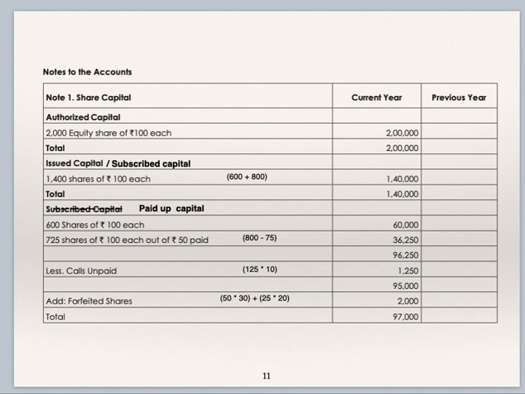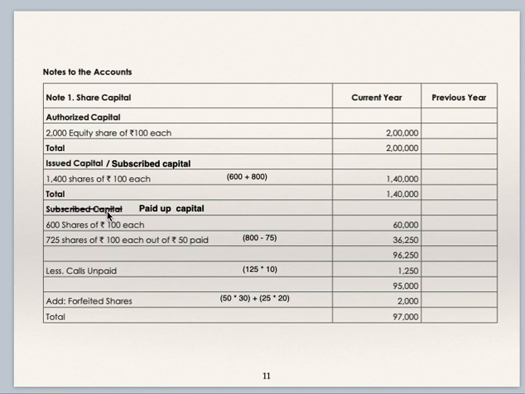Now they have asked you to prepare extracts of balance sheet. For that you need to prepare notes. We'll see the notes. Authorized capital is given 2000 equity shares of 100, which is 2 lakhs. Issued and subscribed capital 1400 shares of 100 each. 600 shares they have issued because they have purchased machinery from Z Limited. So this 600 plus 800 shares they have issued to public, total 1400 shares of 100 each. This is issued and subscribed capital.